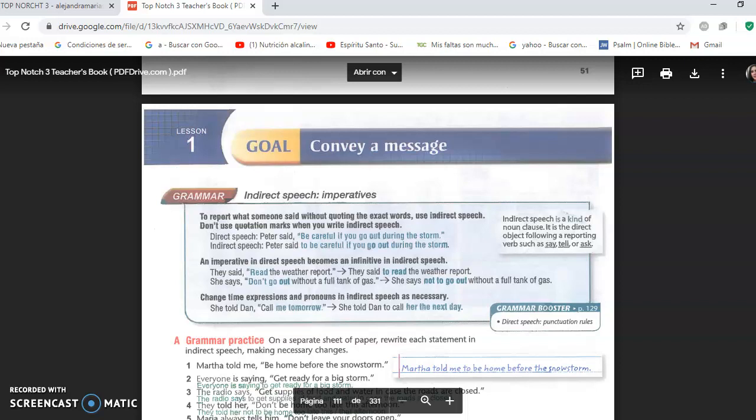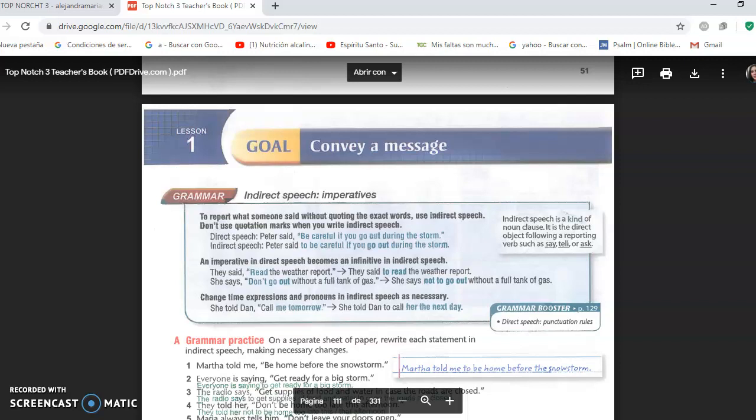Indirect speech is a kind of noun clause. Es un tipo de cláusula de noun. Its direct object follows a reporting verb such as say, tell, or ask. Ok, es un objeto directo que sigue un verbo reportado como say, tell, y ask. Aquí tenemos 3 tips. Nos dice to report what someone said without quoting the exact words used in direct speech. Don't use quotation marks when you write indirect speech.